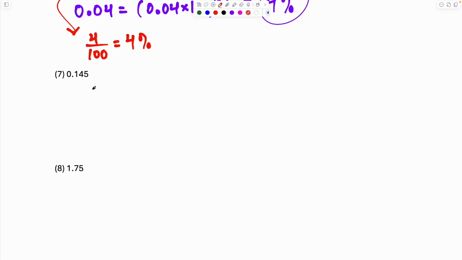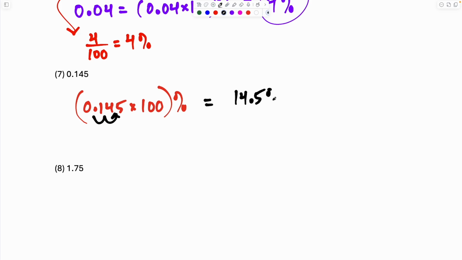Question 7, we want to convert 0.145 into a percent. So for this one, we could just take 0.145 and we could multiply it by 100. And then that's going to allow us to express this decimal here as a percent. So let's go ahead and multiply by 100. And when you multiply by 100, the decimal is going to go 2 spaces to the right. So it's going to go from this location here to between the 4 and the 5, telling us that this decimal as a percent is going to be 14.5%.